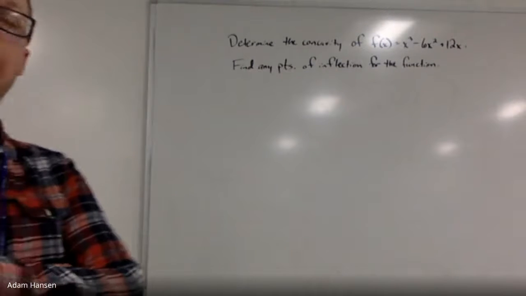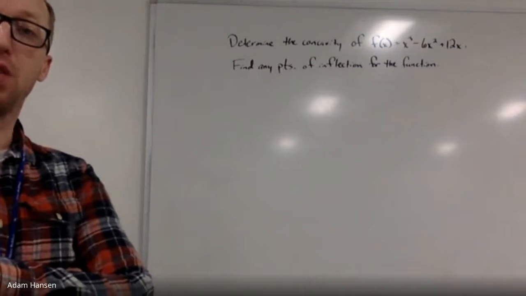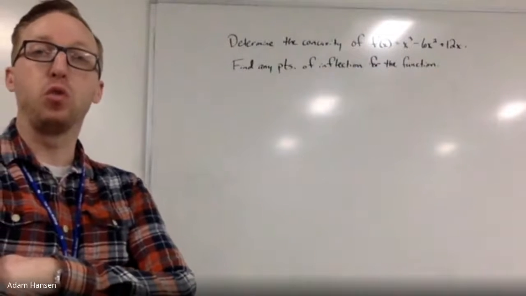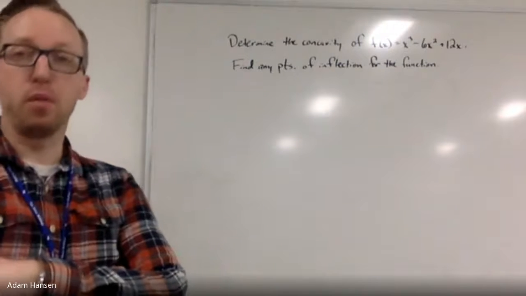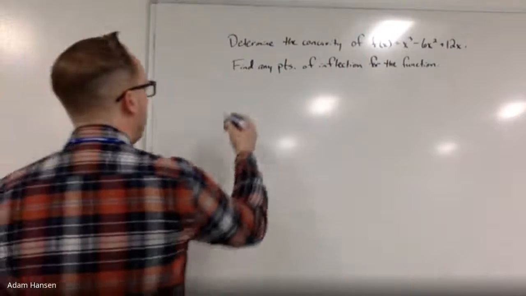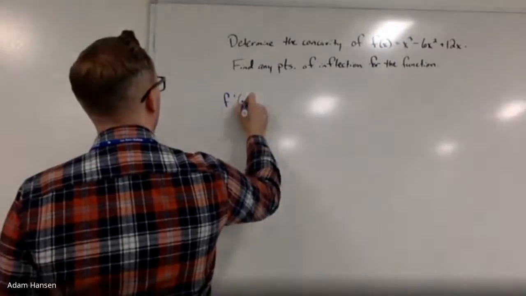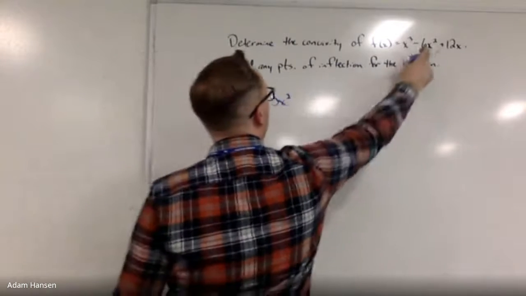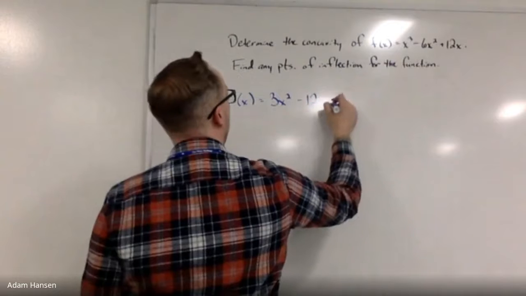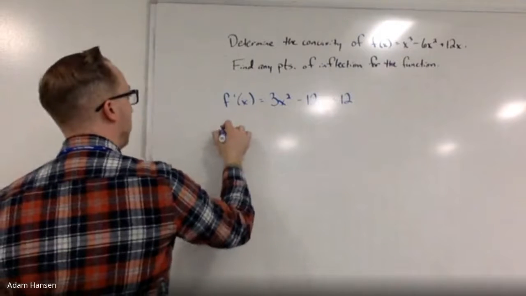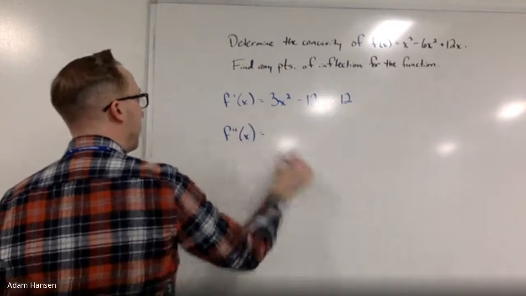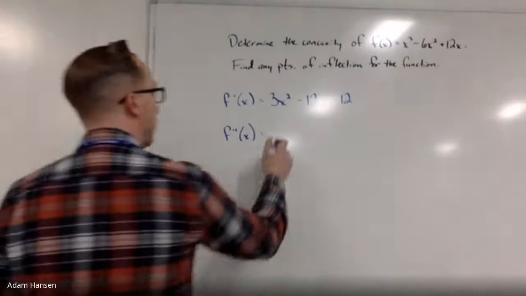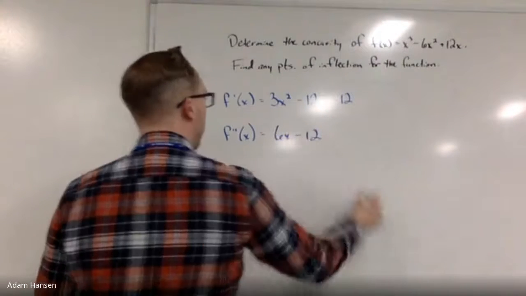Concavity is determined by the second derivative. Let's see where the second derivative changes sign. That will be where the second derivative is equal to 0, in other words, the critical numbers of the second derivative. I'll first find the first derivative. So f prime of x equals 3x squared minus 12x plus 12. Since we're doing the second derivative test for concavity and points of inflection, I'll need to find the second derivative. So 6x minus 12.